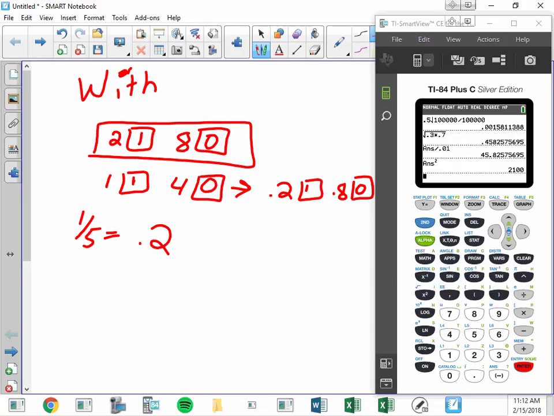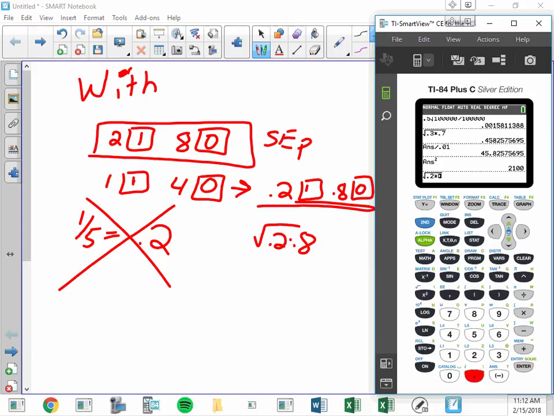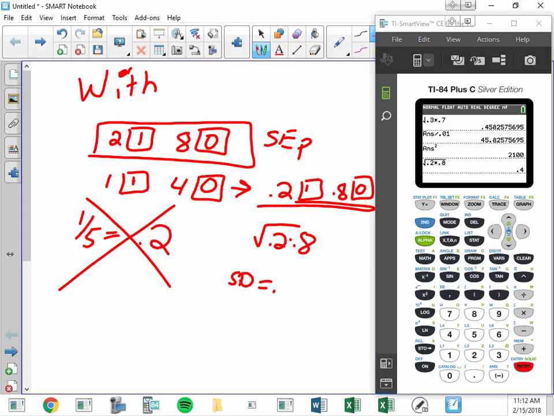Oh, actually, let's do that. That's actually easier, right? Because it asks me for the SE percentage, which means I don't need this. Okay, so the square root of 0.2 times 0.8. So I get the SD is 0.4.